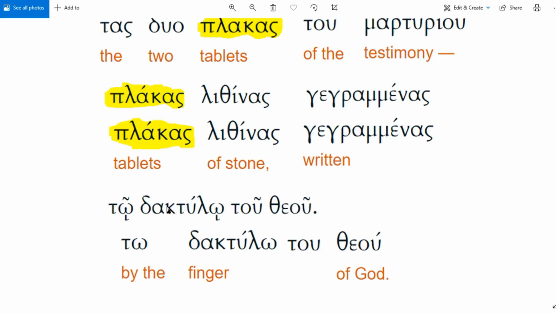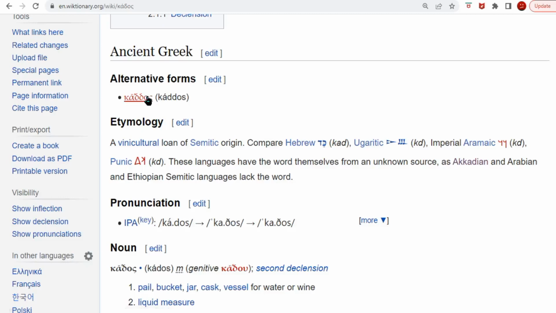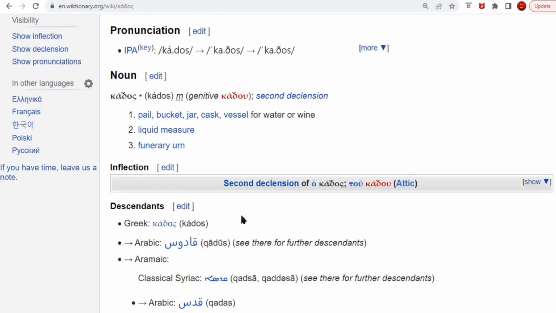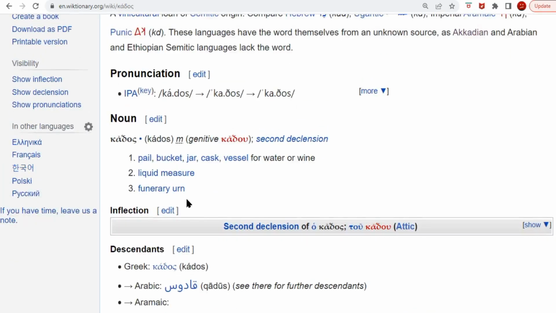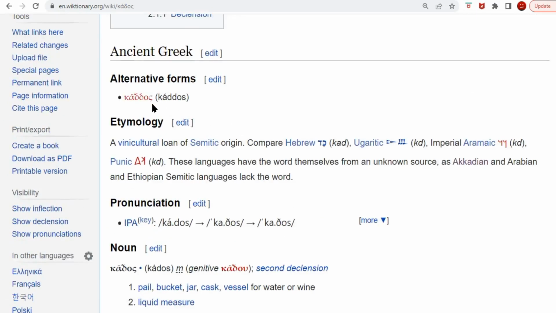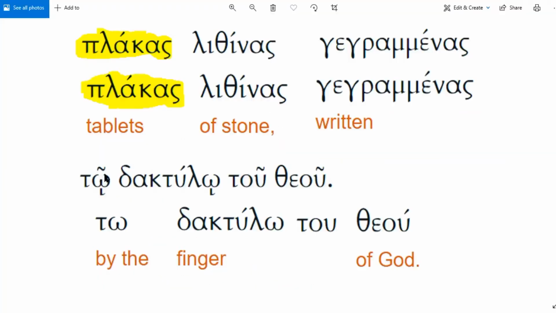And so that's a abortion. Taught to dactyle, to finger out all what kata, K-A-D-O. Kados, it was in all the ancient languages, and it all meant a pail, bucket, or jar, cask, vessel for water and wine, a liquid measure, or funerary urn. It's the measure of the gift. The kado, the caduceus, kados, caduceus, taught to.